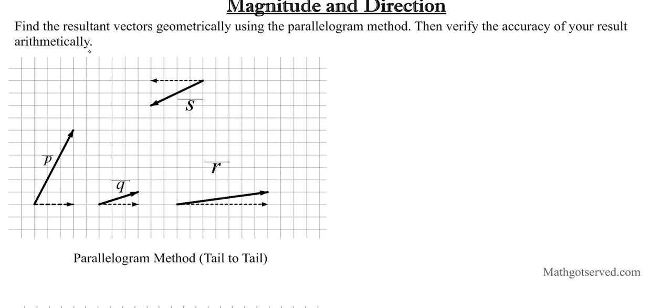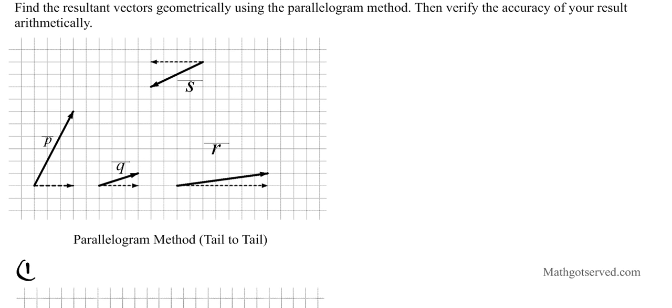For question one, we're going to find the resultant vectors geometrically using the parallelogram method, and then verify the accuracy of our results arithmetically. Okay. All right, so for number one, we're going to be considering the problem vector p plus 2s plus q. Okay.